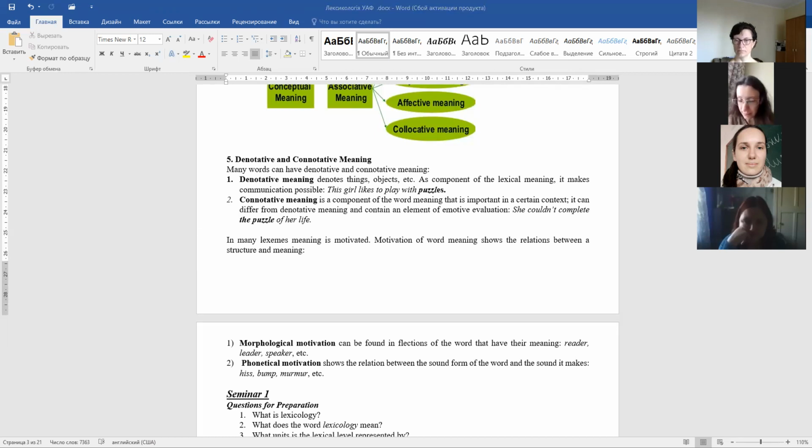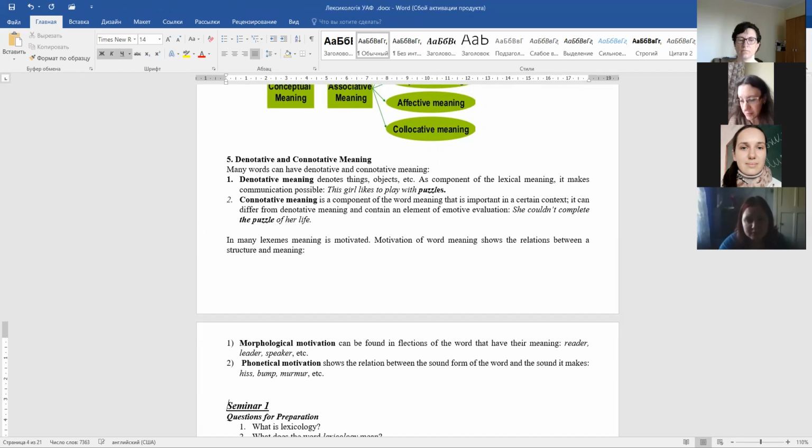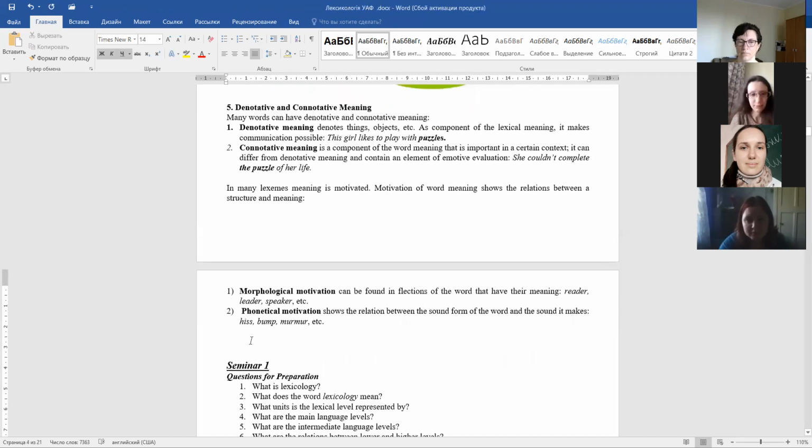In many lexemes, meaning is motivated. Motivation of word meaning shows the relations between a structure and meaning. Morphological motivation can be found in flexions of the word that have the meaning. For example, reader, leader, speaker. Phonetical motivation shows the relation between the sound form of the word and the sound it makes. For example, heat, burn, murmur.